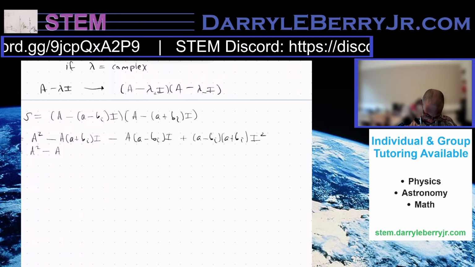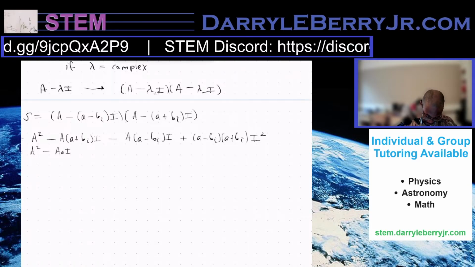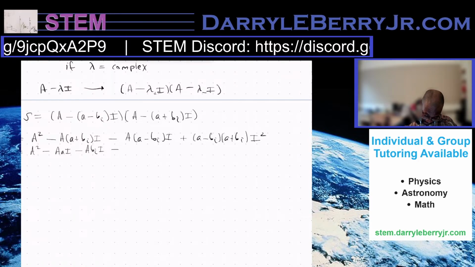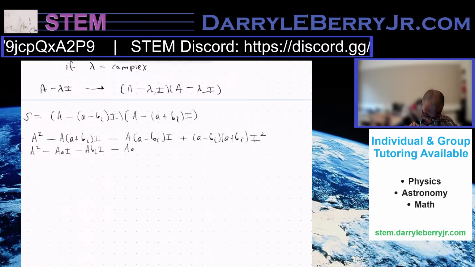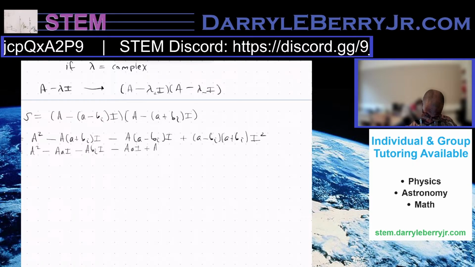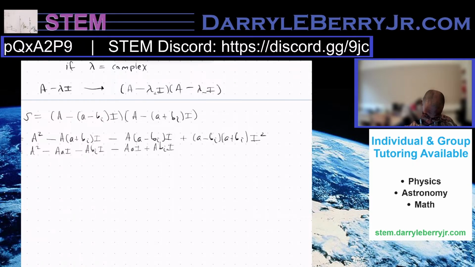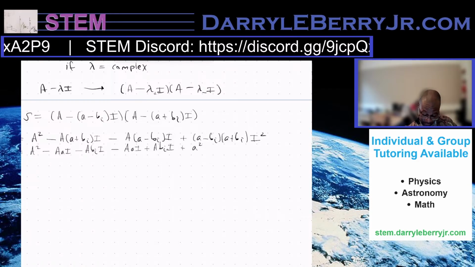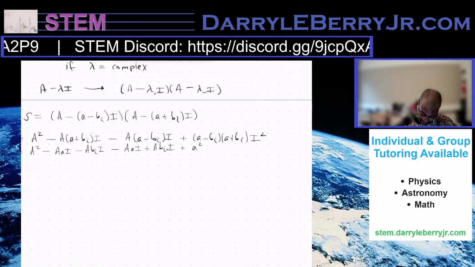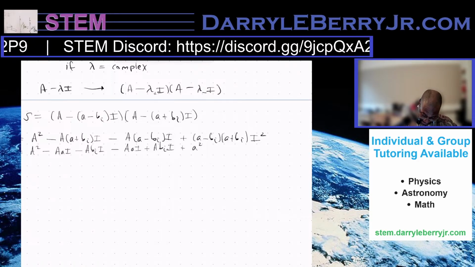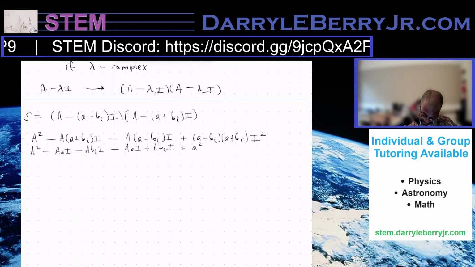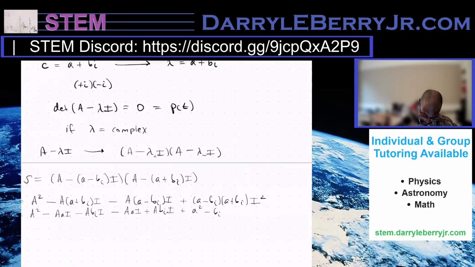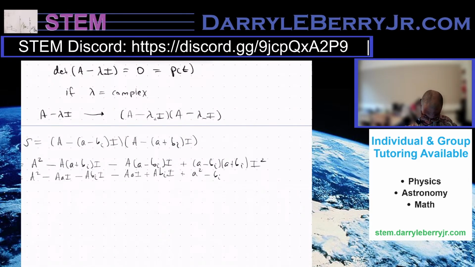I can just distribute that as well. i minus i minus ai plus i plus a squared. So then it's going to be plus abi minus abi minus bi. Oh, I'm writing my i as a sub.